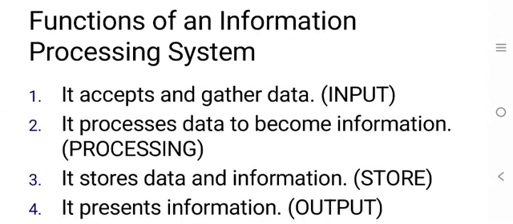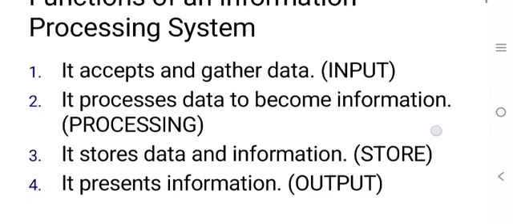Now the next one is the function of an information processing system. Every information processing system performs four basic functions. It accepts data as input, then processes that data, stores it for future use, and finally presents it as output. For example, when we type a report on a computer, typing is the input, editing and formatting are the processing, saving is the storage, and printing or displaying the document is the output. So these four functions form the foundation of how computers work.